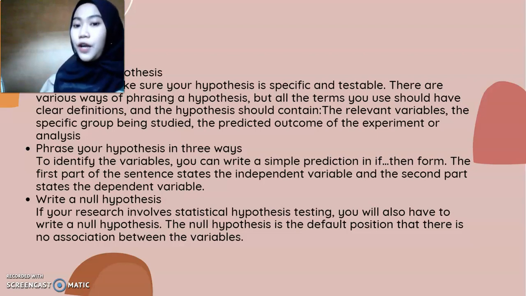And then phrase your hypothesis in three ways. To identify the variables, you can write a simple prediction in if-then form. The first part of the sentence states the independent variable, and the second part states the dependent variable. The next is write a null hypothesis. If your research involves statistical hypothesis testing, you will also have to write a null hypothesis. The null hypothesis is the default position that there is no association between the variables.